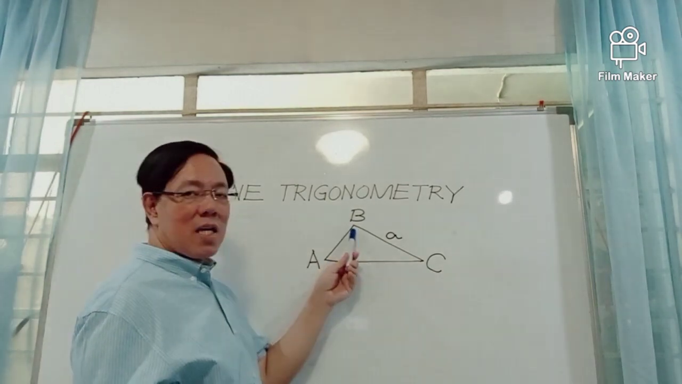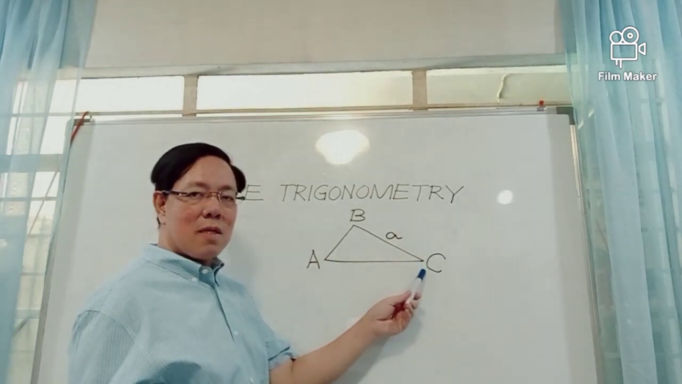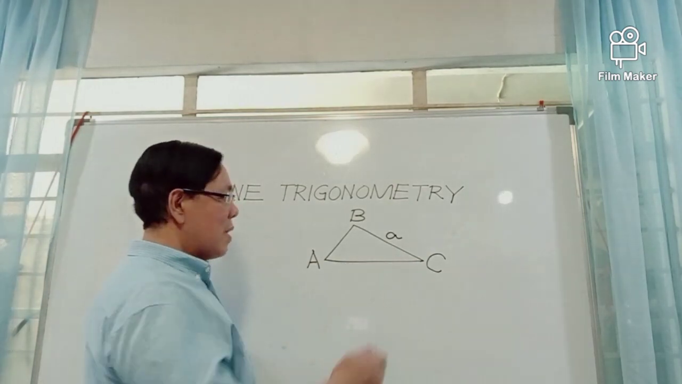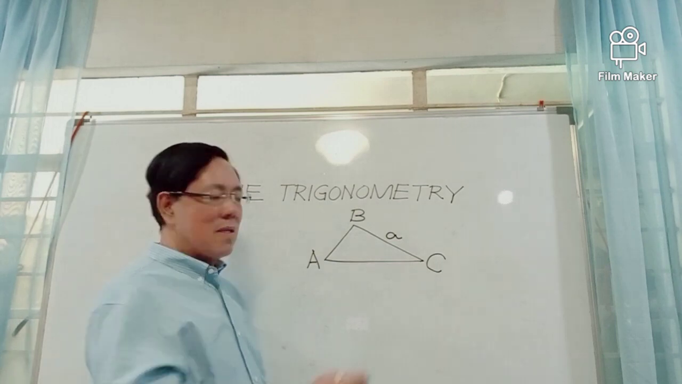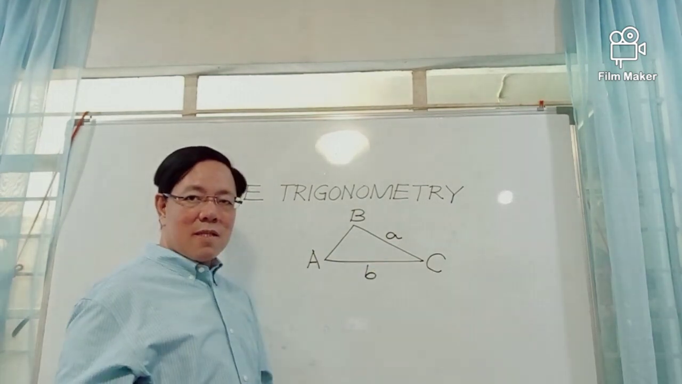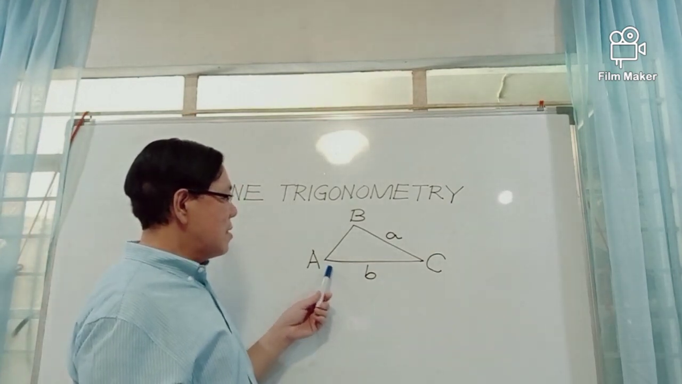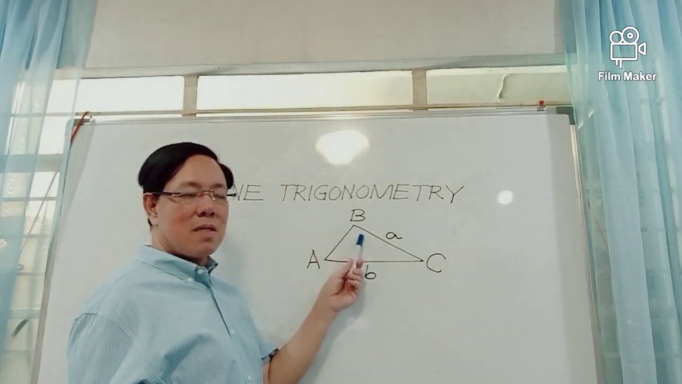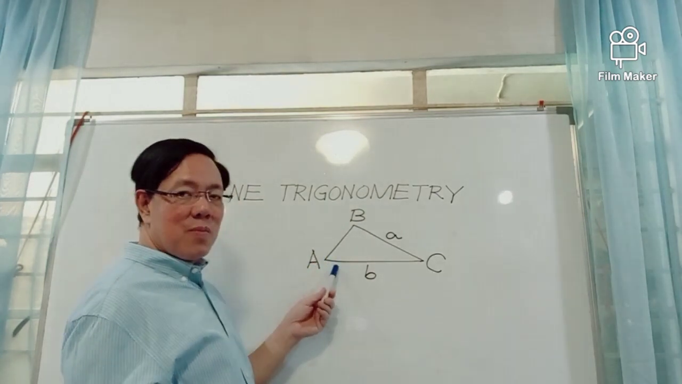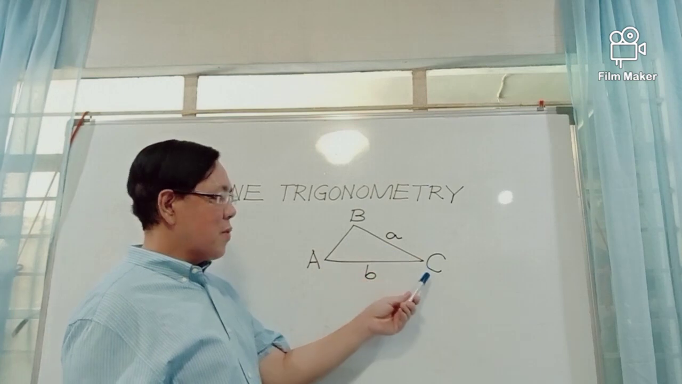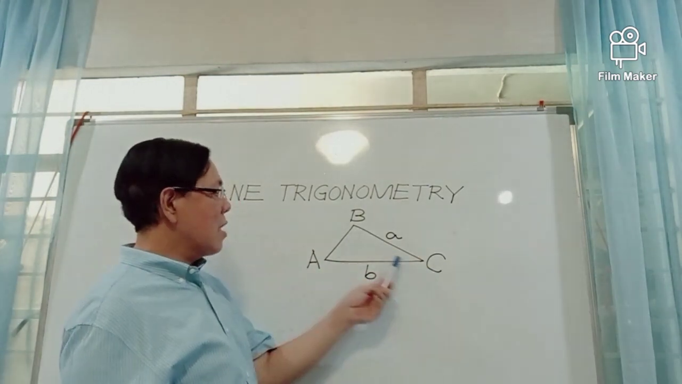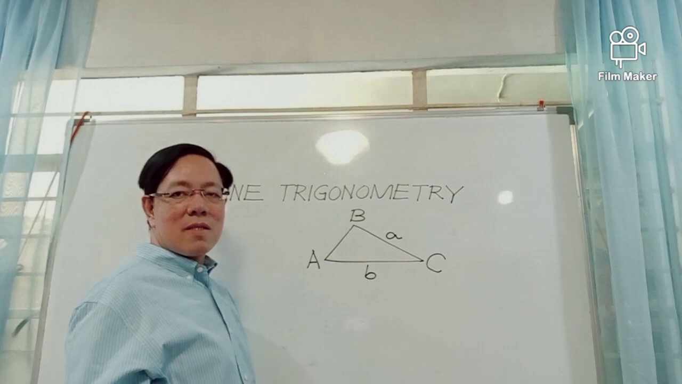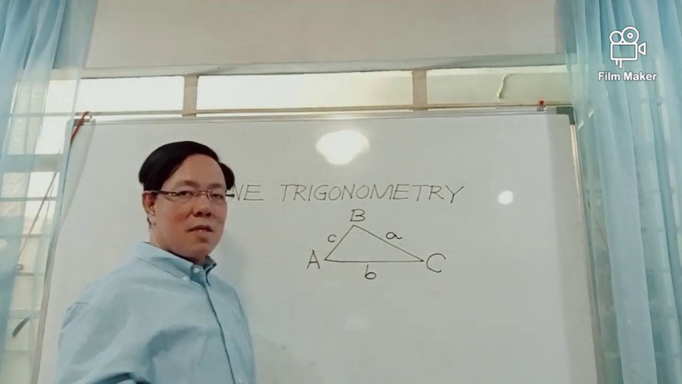For the side opposite angle B, which is the line segment AC, the line segment through the vertices A and C of the triangle, we represent this side by a small letter b. The second side of this triangle, denoted by small letter b, is the side opposite angle B. And the third side of this given triangle, the side opposite angle C, is the line segment through the vertices A and B. We represent this side by a small letter c.